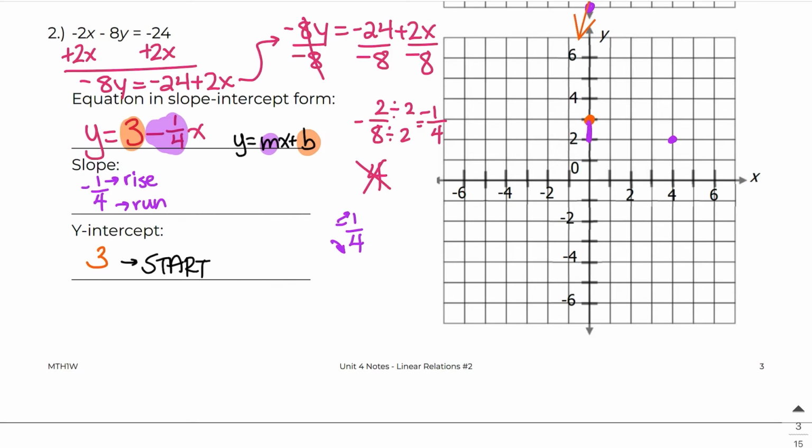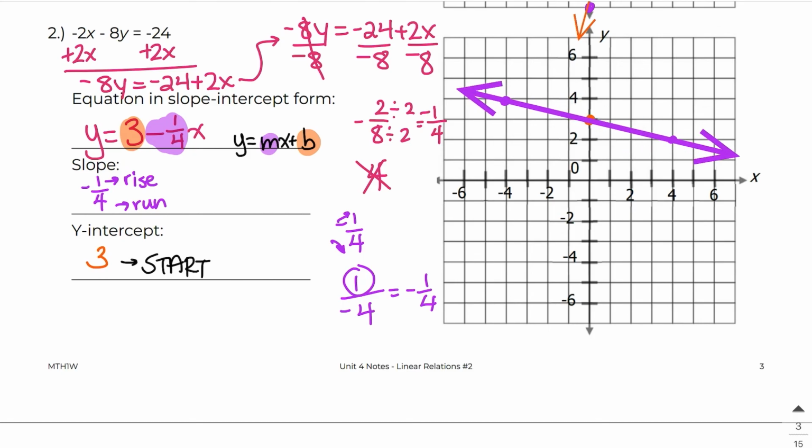But if I make the numerator positive and the denominator negative, I'm still saying the exact same thing. It's still a negative 1/4 because a positive divided by a negative is a negative. But this time I would go up 1 and I would go to the left 4. Like this, and this is where my new point would be. And this is my line right here.